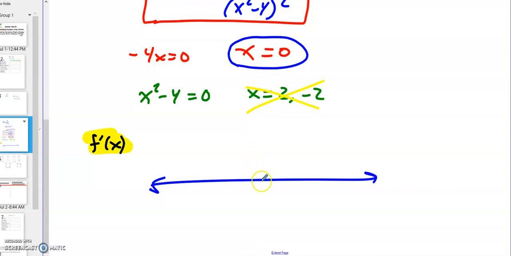Okay? So we're going to throw down 0. We're also going to put negative 2 and 2 because although those are not critical numbers, technically they are still points where our function could change from increasing to decreasing. And we are going to grab some x values in these 4 intervals and plug them into our first derivative. Go ahead and do that real quick.